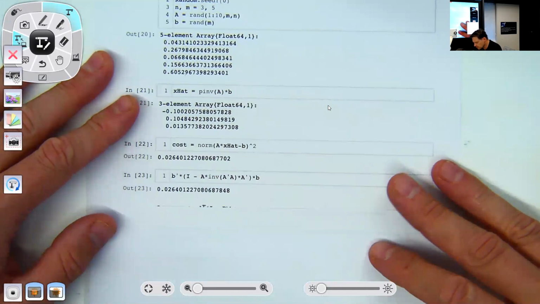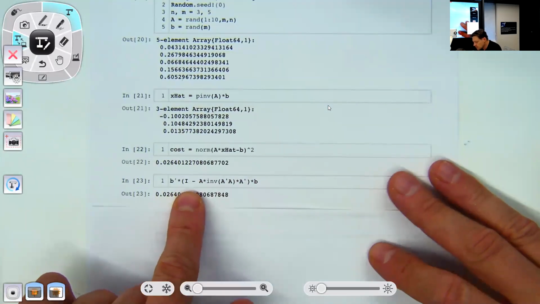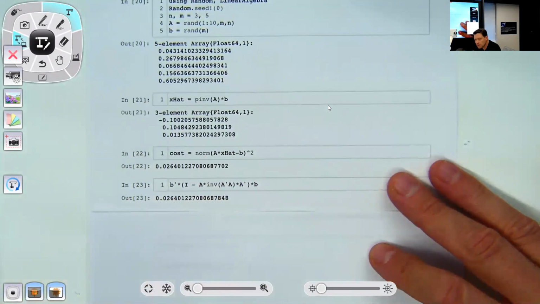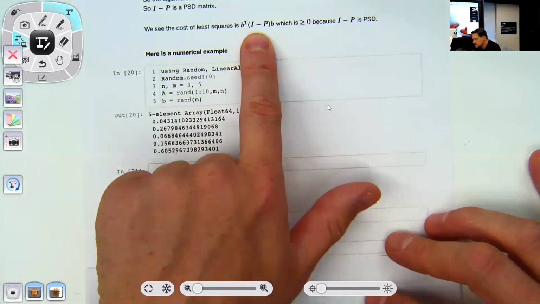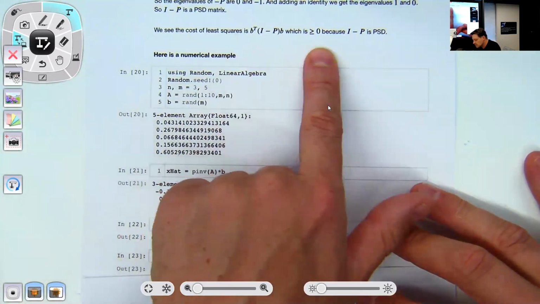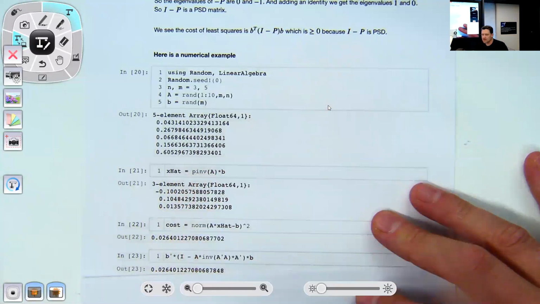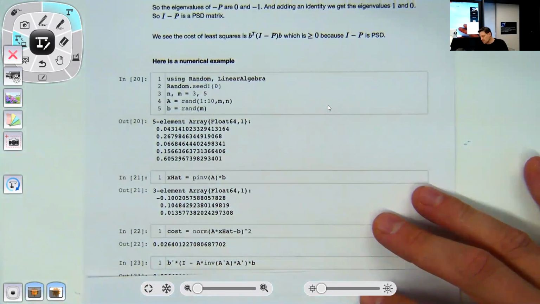All right, now what have we got here? B transposed times I minus P times B, okay? So that's that one right there. So in other words, the cost of the least squares, this one, is greater or equal to 0 because I minus P is positive semi-definite. All right, I'm gonna just turn it over to you now, Walla.